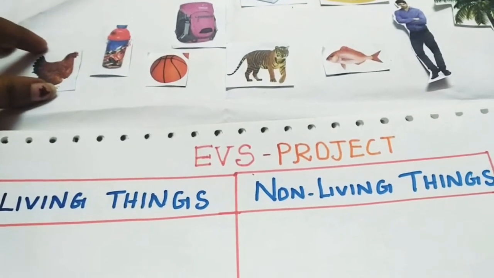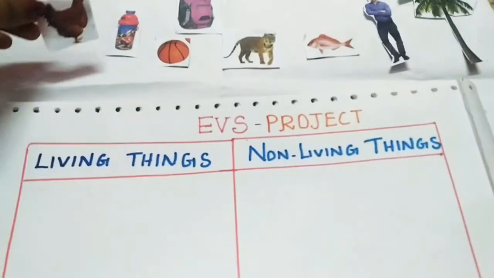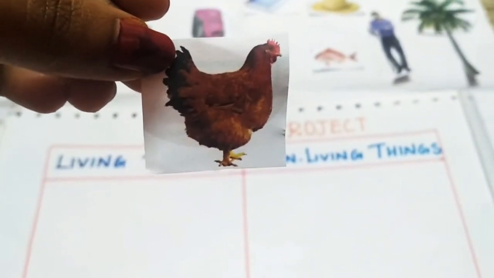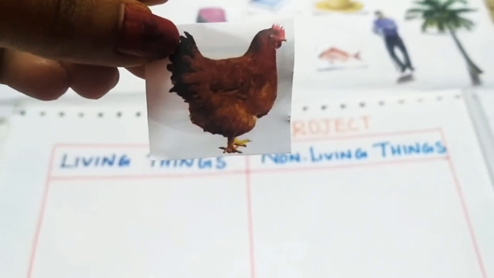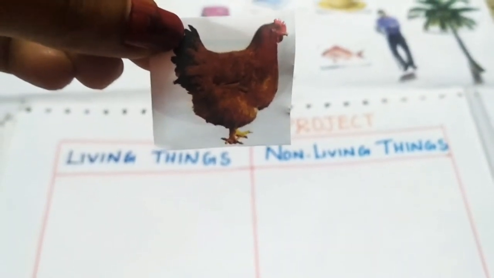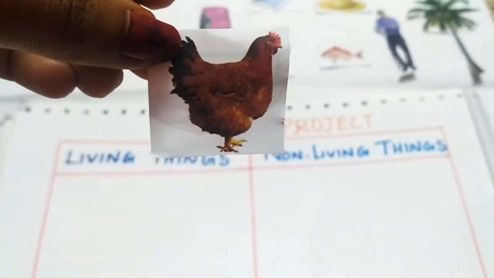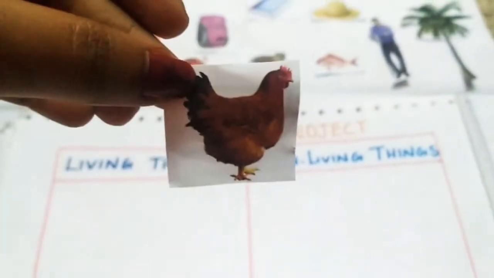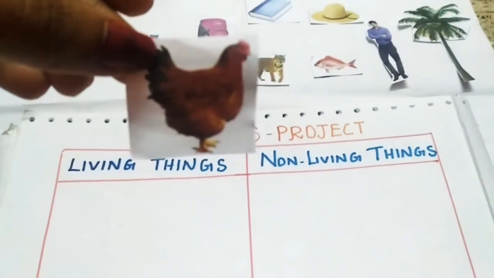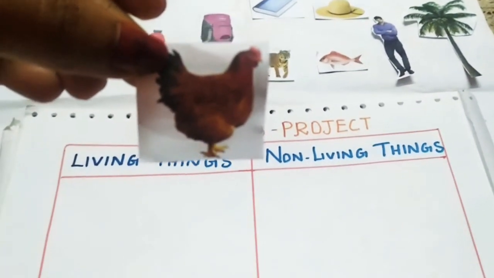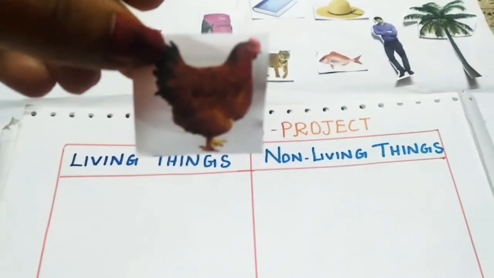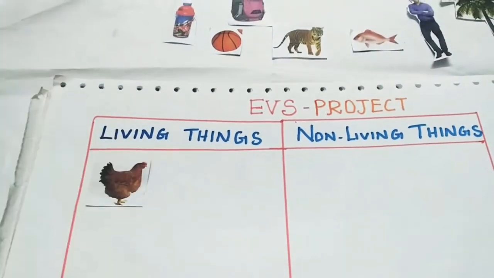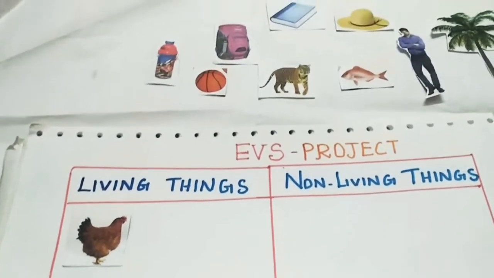So now I am taking the first picture. So what is this? This is a bird. Hen, right? Hen can lay eggs. So is it a living thing or a non-living thing? Living things means they are able to grow, able to move, able to eat and reproduce. So hen is a living thing. So we have to paste it in the living thing column. So put gum and paste it here. Hen is a living thing. Very good. Next.